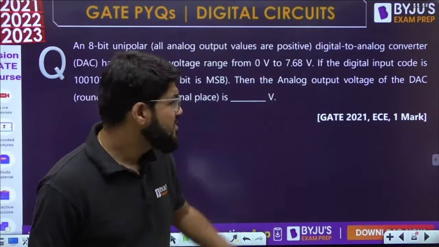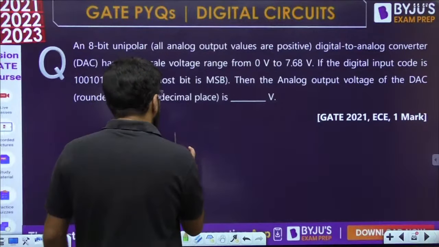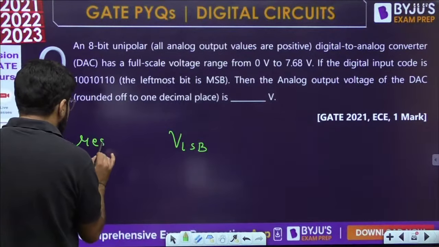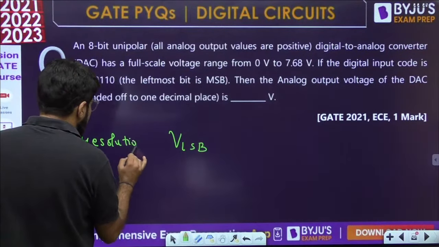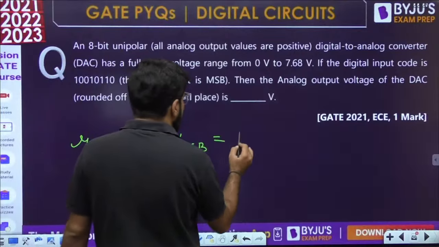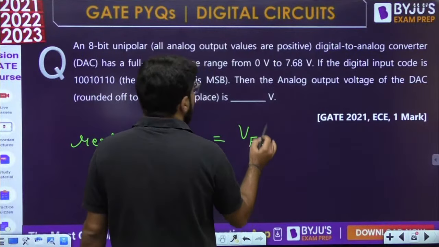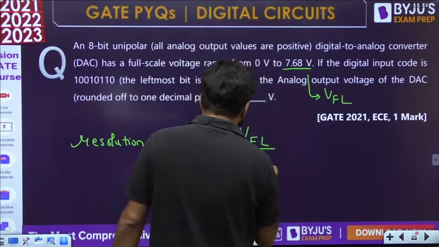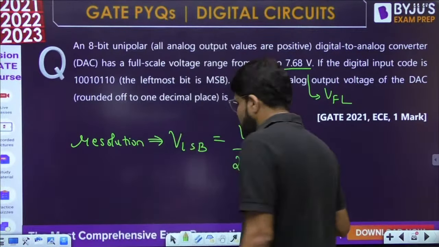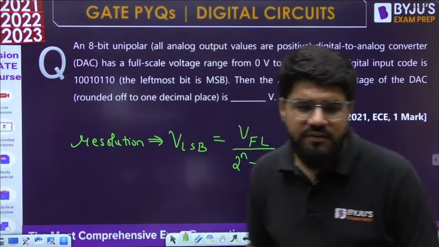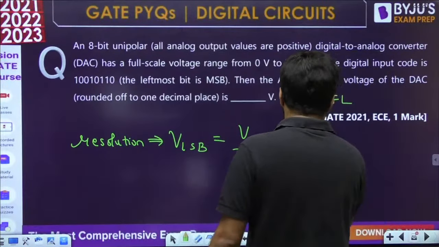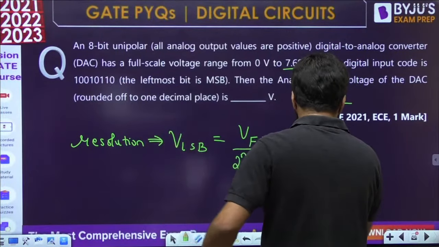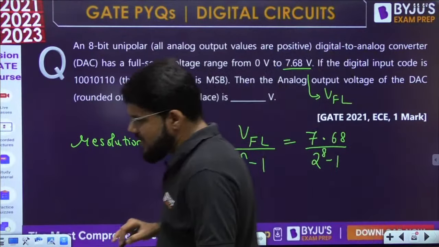Now guys, very simply, it's a one mark question, very simple, because what is the VLSB? We also call it the resolution or the step size. The resolution VLSB is given by the formula V full level, known as the full level voltage VFL, divided by 2 raised to the power n minus 1. So the VFL is 7.68, divided by 2 raised to the power 8 minus 1, since it's an 8-bit DAC. Calculations at the end.